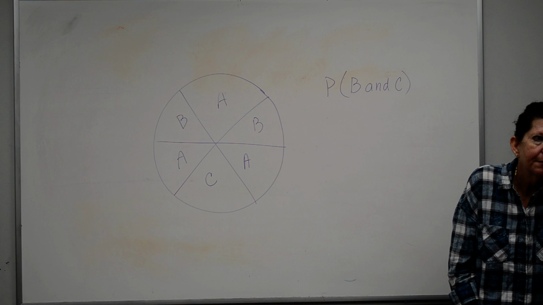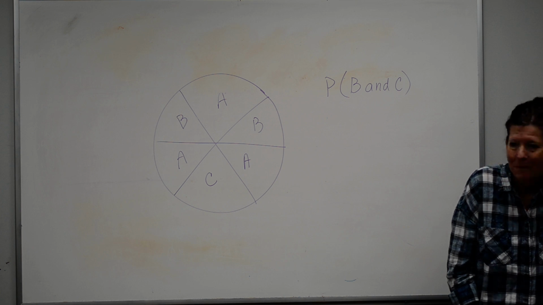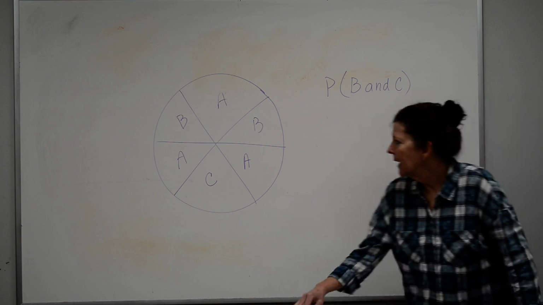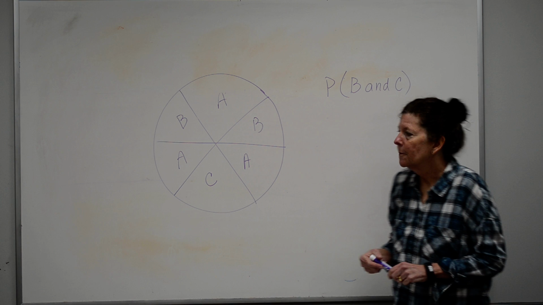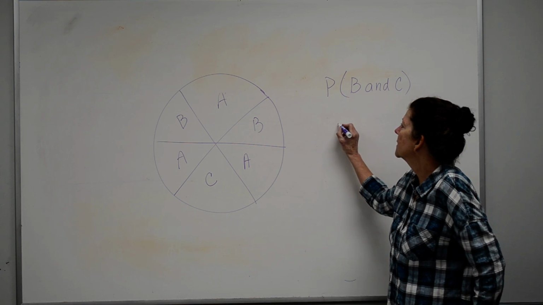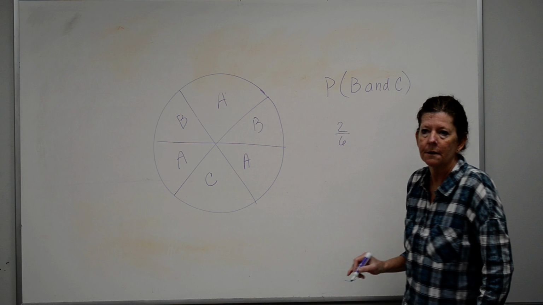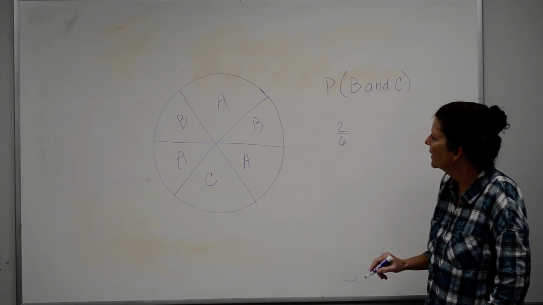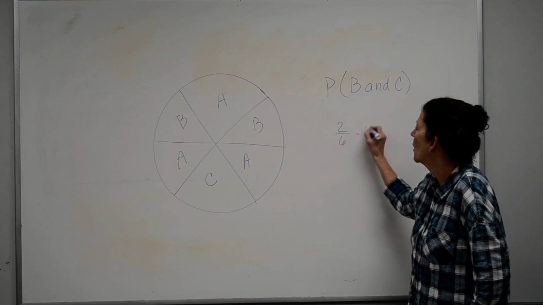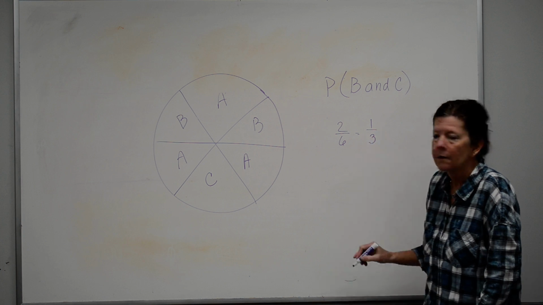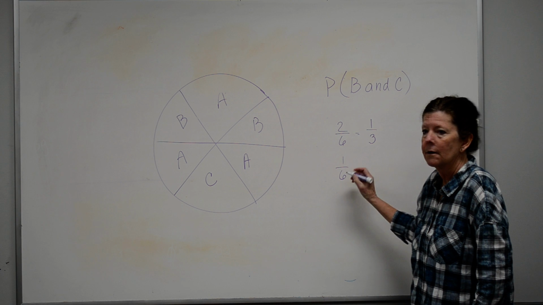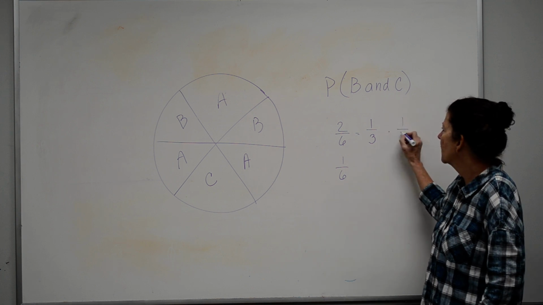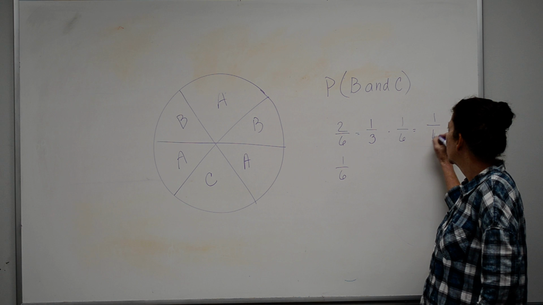You should have 1 over 18. So Chad, 1 over 18? Yes? No. Okay, the probability of getting a B, okay? There's 6 spots, okay? So basically I can say this is 2 out of 6. The probability of getting a B is 2 out of 6 or 1/3. Probability of getting a C is 1 out of 6. So all I have to do is multiply the 1/3 times the 1/6, which is 1/18.